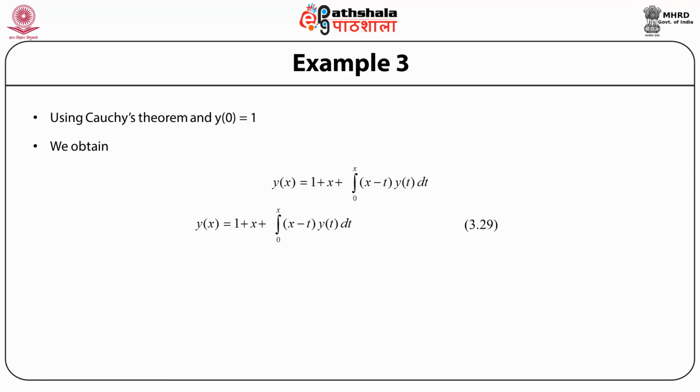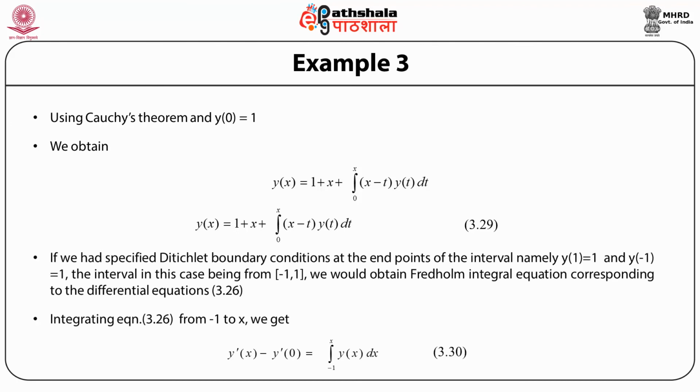Now this we had done by specifying the boundary condition over the function and its derivative at one point in the boundary. If on the other hand, we had specified Dirichlet boundary conditions at the endpoints of the interval, suppose this equation is to be integrated between the interval minus 1 to 1, and if we specify the boundary condition at the endpoints of this boundary, namely at 1 and minus 1, by saying that the value of the function at the boundary 1, y(1) is equal to 1, and also the value of the function at the boundary minus 1 is equal to 1.